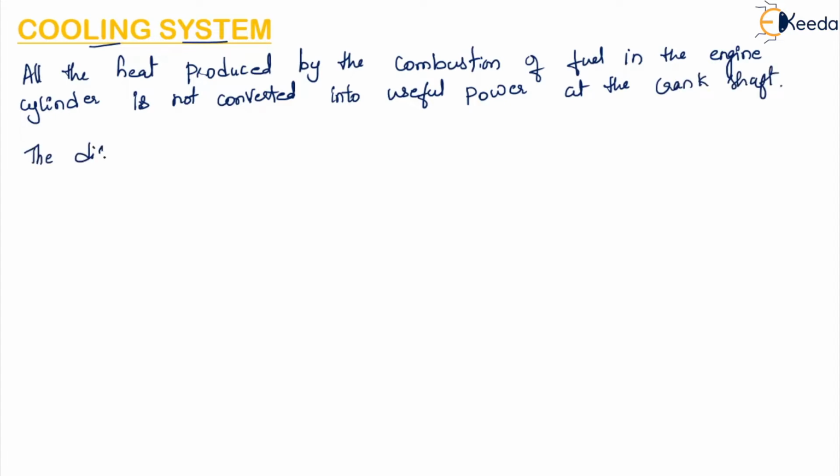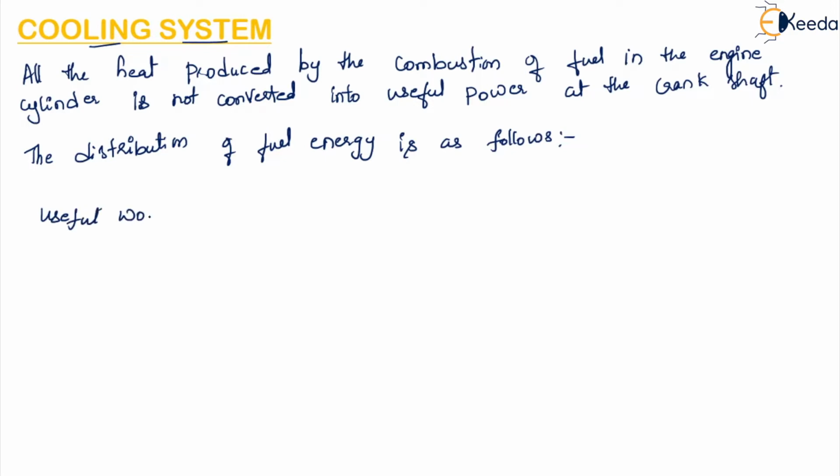So the distribution of fuel energy is as follows. Useful work at the crankshaft is 25%. So the energy which is used for work at the crankshaft is 25%.